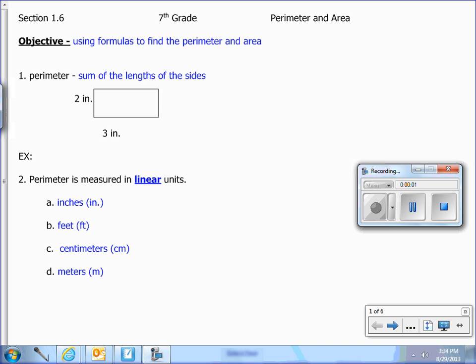In section 1.6, we're going to be discussing perimeter and area. My objective for you is to use formulas to find the perimeter and area. So number one, the perimeter is the sum of the lengths of the sides.